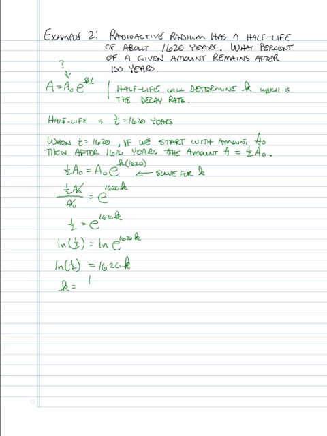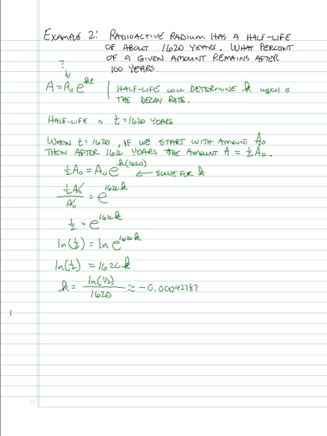So k is the natural log of 1/2 divided by 1620. In this case, we can approximate that, and my approximation is negative 0.000042787.